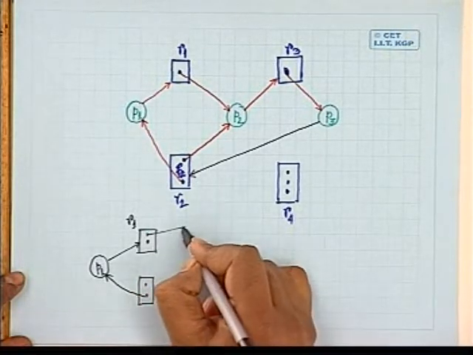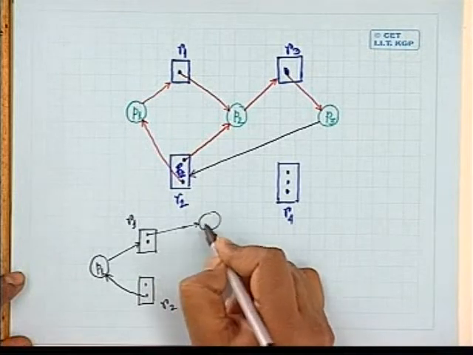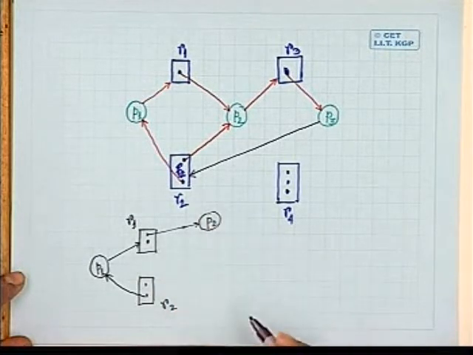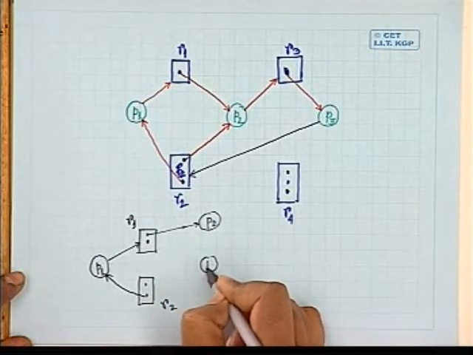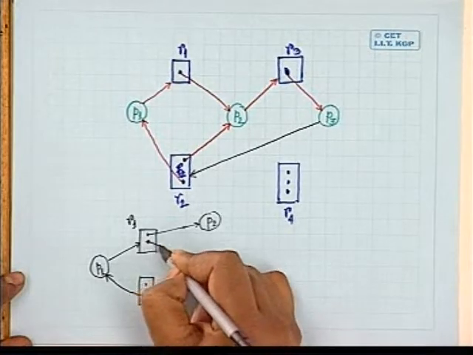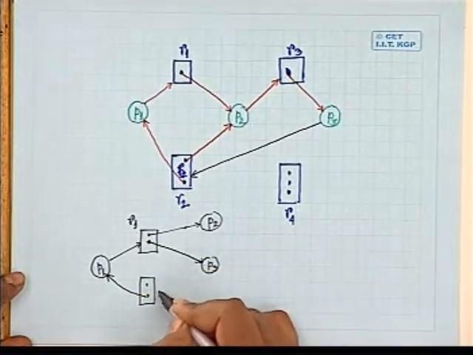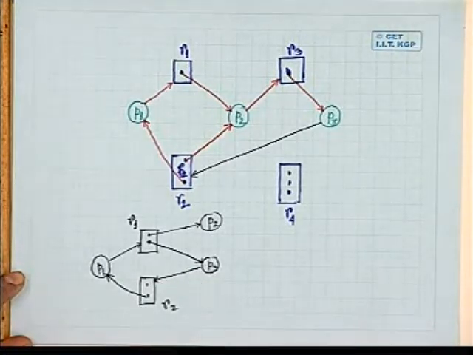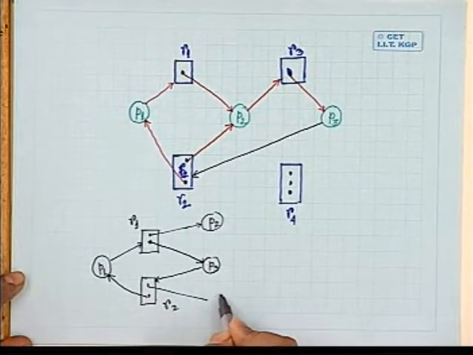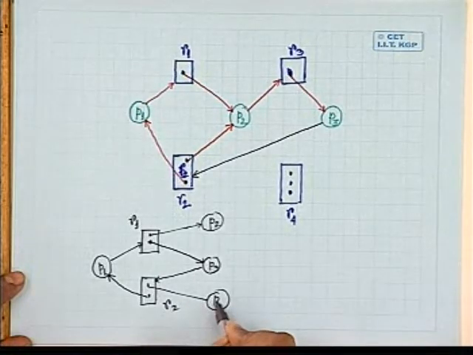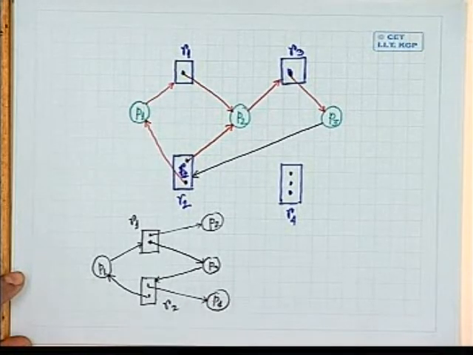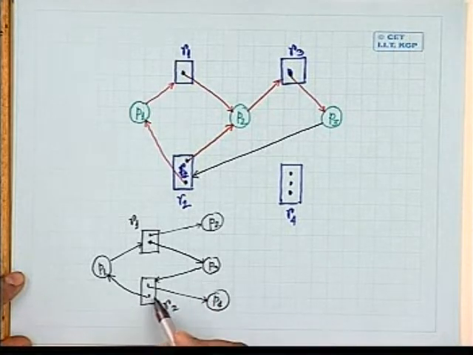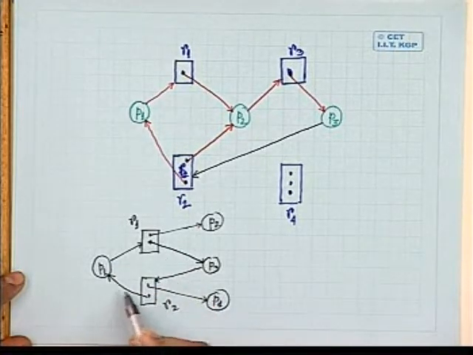This one may be allocated to another process, say P2. A process P3 has acquired the second instance of R1 and it is waiting for an instance of resource type, say R2. This instance may be allocated to another process, say P4. I can have a situation like this. Okay. So here again you find that there is a cycle.